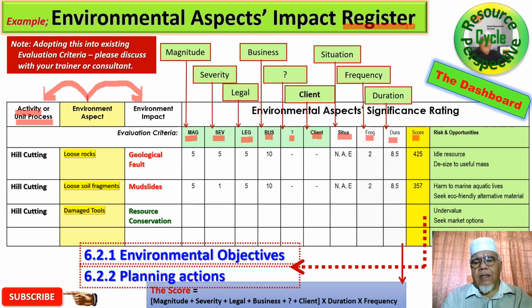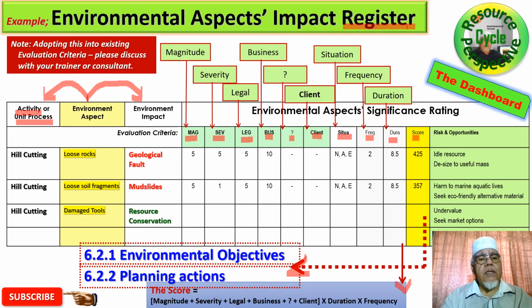And we have the luxury to choose which environmental aspect we could afford to manage for the first year cycle, or that particular year cycle of our environmental management system. Nonetheless, we've got to make sure it's all documented or reflected in our environmental objectives. Okay, and this is how we calculate the so-called significance score.